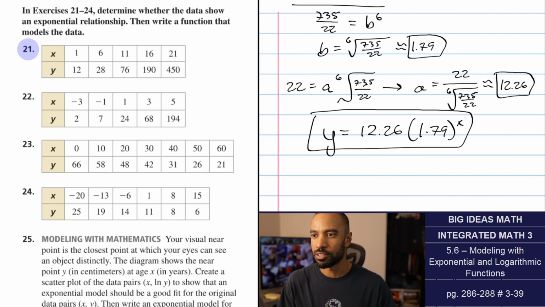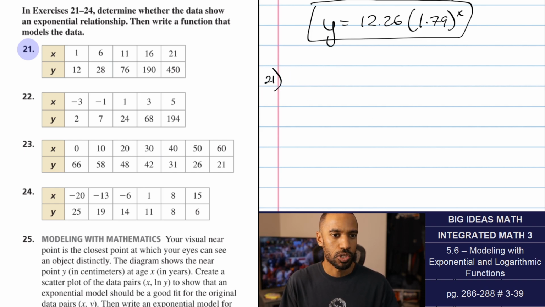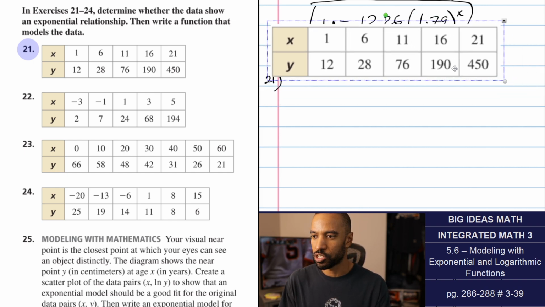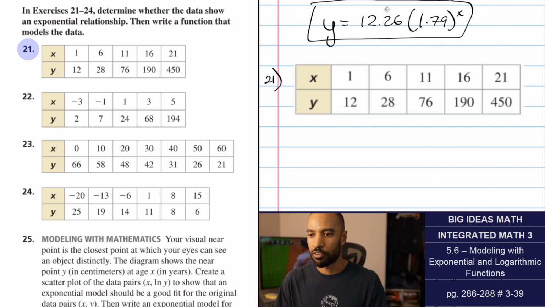All right, 21 to 24: determine whether the data show an exponential relationship, then write a function that models the data. It sounds like even if it doesn't make an exponential relationship, we still write a function for it. So let's figure it out. First of all, we have to confirm that the x's have equal spacing, which they do here. We're adding 5 each time. We have to figure out if we're multiplying by the same thing from 12 to 28, 20 to 76.